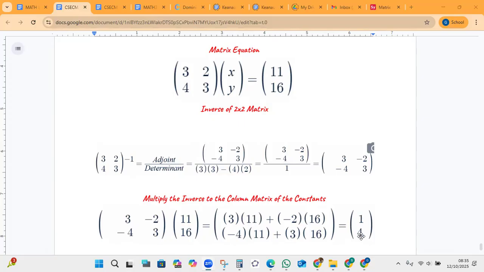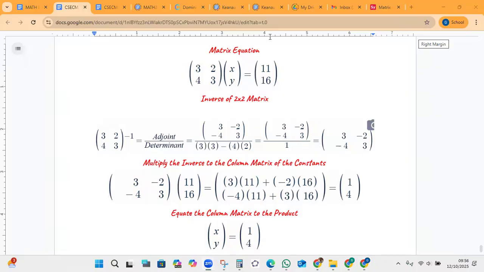All right. So now we're going to equate the column matrix of the variables to our answer right here, to the 1 and the 4. Now we have equated the XY column matrix to the answer we have gotten, the product. We can now clearly see that X is equal to 1 and Y is equal to 4.